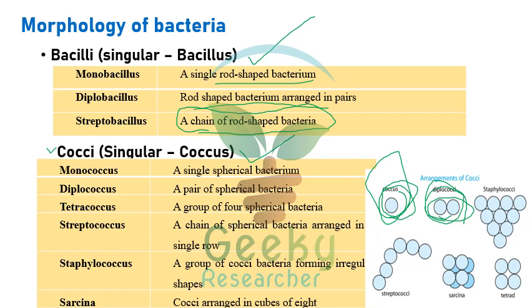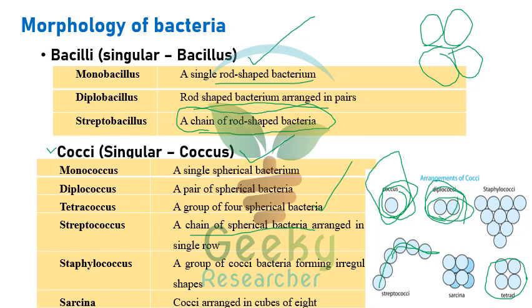Tetracoccus, a group of four spherical bacteria. Tetra means four, right? So a group of four spherical bacteria will be arranged like this. This is called a tetrad. Streptococcus means a chain of spherical bacteria arranged in a row. So we can see the example, a chain of spherical bacteria arranged in a row, that is called streptococcus.